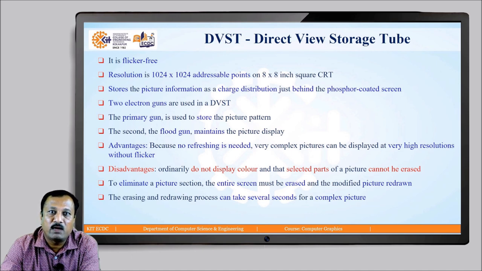Disadvantages of the direct view storage tube display device are that it does not display colors, and selected parts of the picture cannot be erased. In order to eliminate a picture section, the entire screen must be erased and the modified picture needs to be redrawn. This erasure and redrawing process can take several seconds for complex pictures.